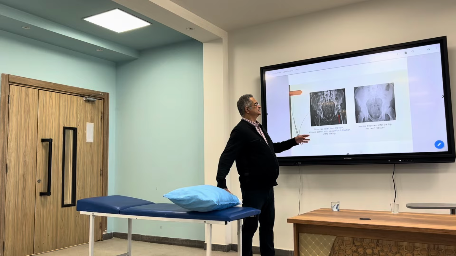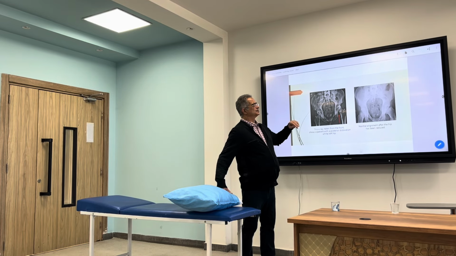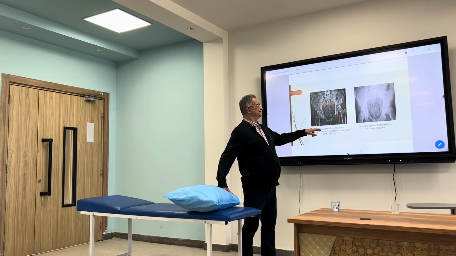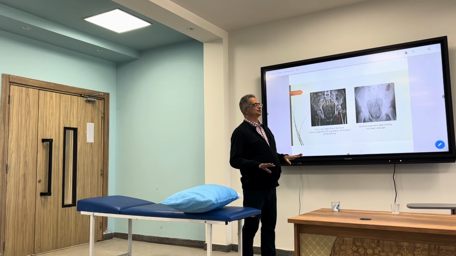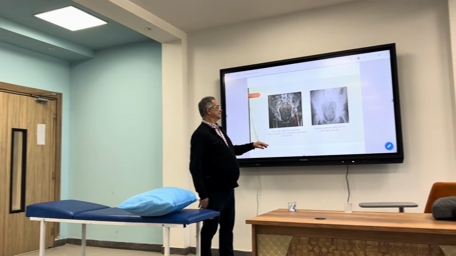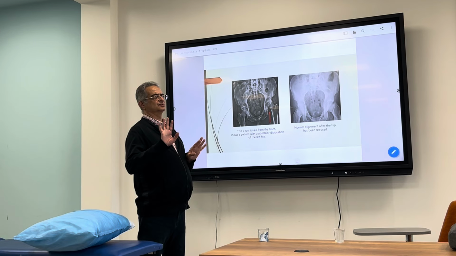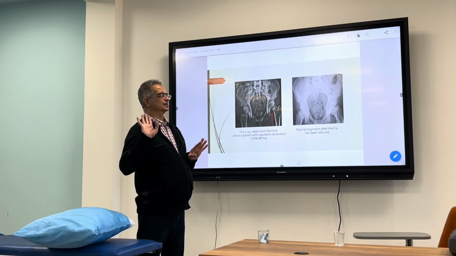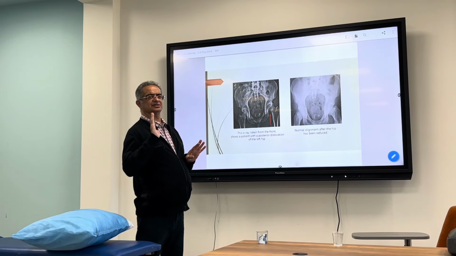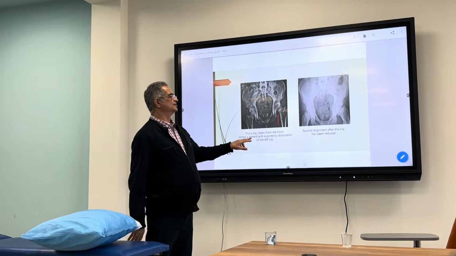Okay, this picture shows a posterior dislocation. Here is the normal alignment, where the hip is even, and this is the posterior dislocation. You see that it is a little superior, backward, with internal rotation and flexion of the knee or hip.